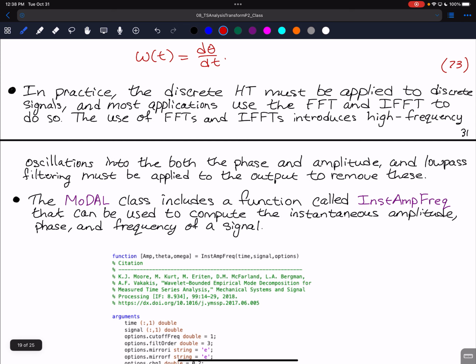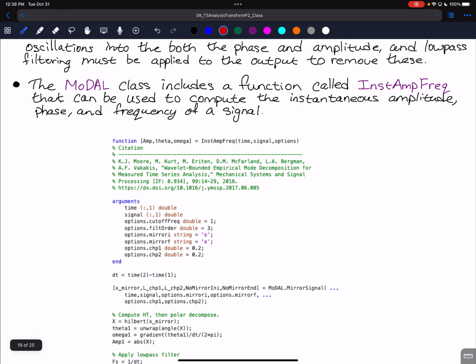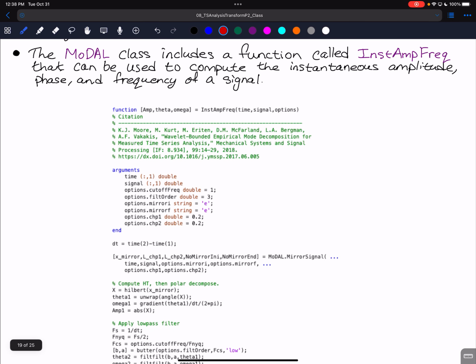Okay, so for now, I just want to tell you that this modal class includes a function called instant amp freq that you can use to compute an instantaneous frequency, amplitude, phase, and frequency. It employs this Hilbert transform, and it applies a low-pass filter based on a Butterworth filter here. And the examples I'm going to go through here will use that function, basically.